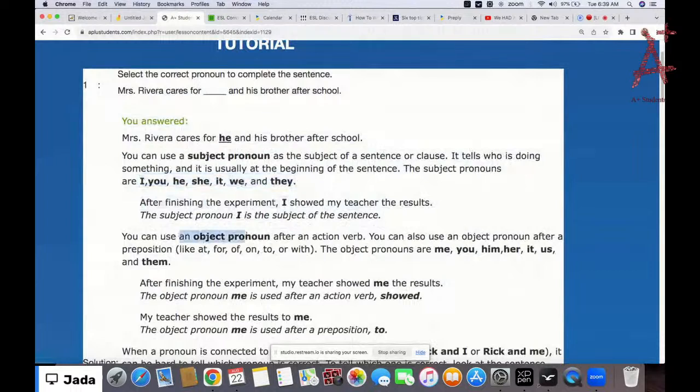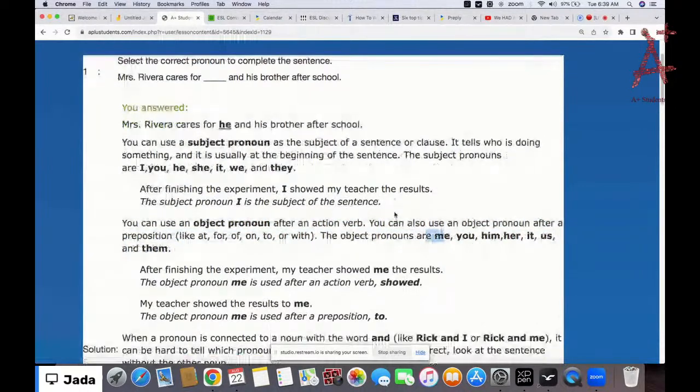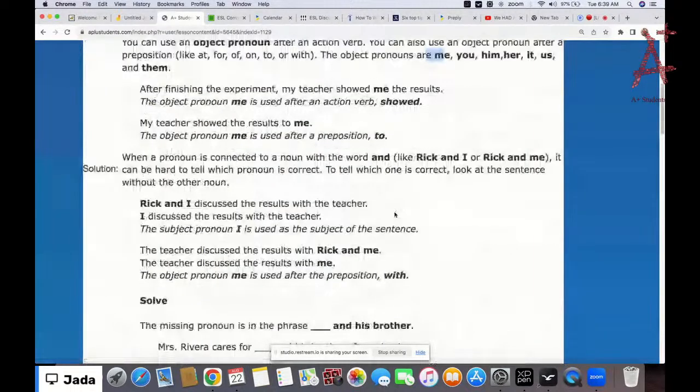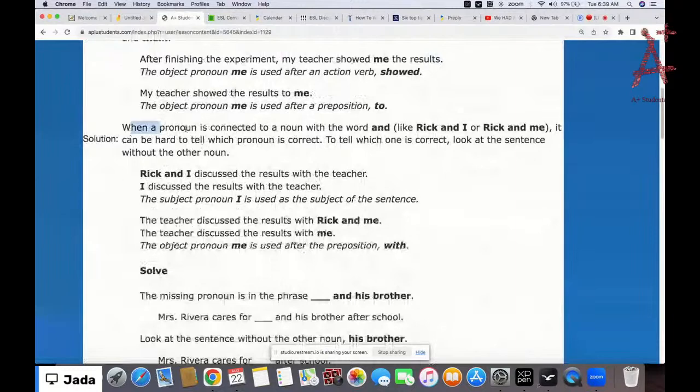Okay, and also the object pronoun, you use it after what? After an action verb, and then you can also use an object pronoun after a preposition. So we have prepositions, and then you can use an object pronoun. Okay, so these are the following examples for object pronoun. And then was the example that we had earlier when a pronoun is connected to a noun. Yes, this is just the same thing that we've had from the previous lesson.